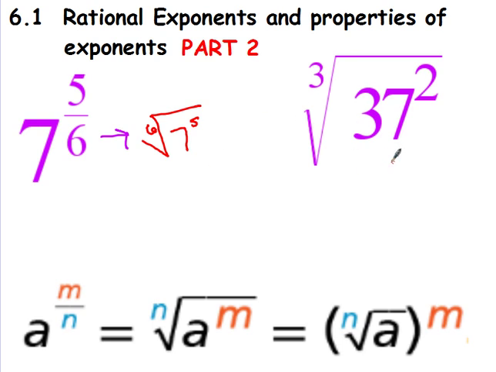Same thing here, going backwards now. My base would stay the same, so this would be 3 to the 7. The exponent under the radical would be my numerator, and the root on the outside would be my denominator. So that was just a quick recap of that.